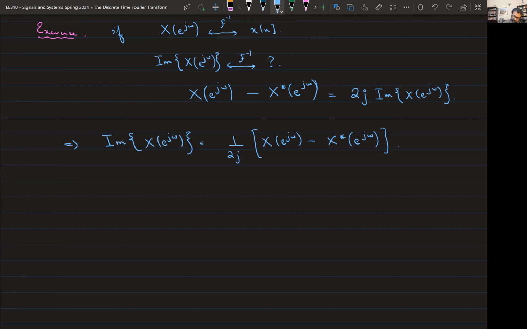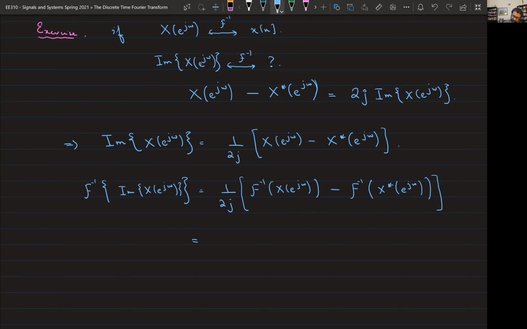And then you say, what is the inverse Fourier transform of this, the imaginary part of X(e^{jω})? So this is 1 upon 2j times the Fourier inverse of X(e^{jω}) minus the Fourier inverse of X conjugate of e^{jω}. And this 1 upon 2j is outside. And this is equal to 1 upon 2j times x[n].